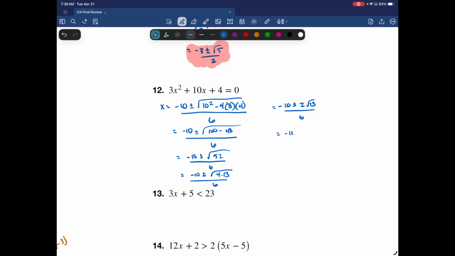So out front you get negative 10, 2, and 6, all of which can be divided by 2. So this is going to be negative 5 plus or minus square root of 13 over 3. So you simplify your fraction, but you leave it as an exact answer, and there you go.